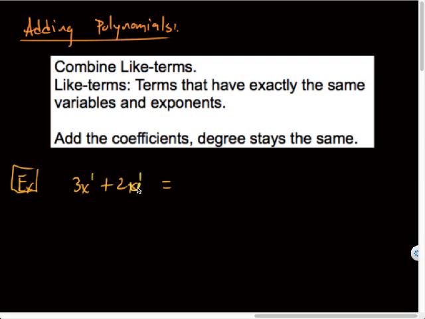If this was x and y, not like terms. If this was x squared and x to the first, not like terms. But the fact that they're the same variable and the same exponent, I can combine them as like terms. So 3x plus 2x is 5x. Notice we added the coefficients, 3 and 2, got 5, but the degree stays the same. It's still x to the first. That's a linear binomial, and that is a linear monomial once it was simplified, because there's only one term now.